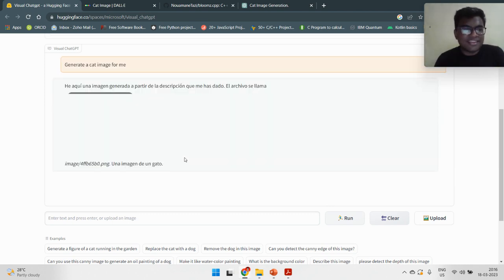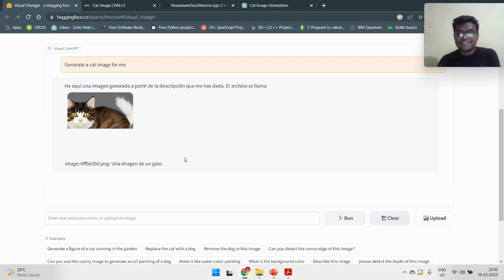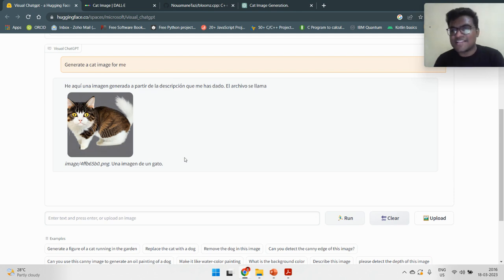Yes, it is done. Good. So this is the difference between Chat GPT and Visual Chat GPT. Visual Chat GPT can generate an image for you, and, very important, you can also make changes based on the image you have generated.